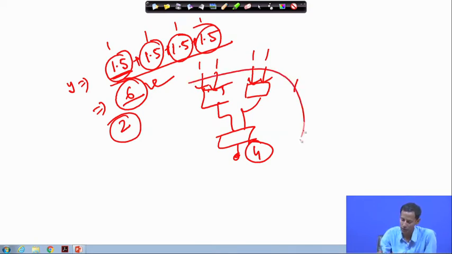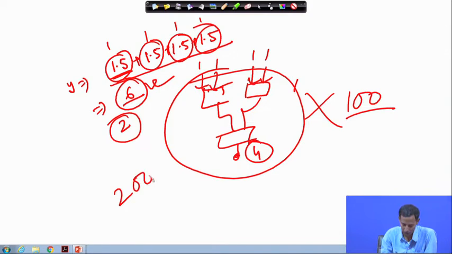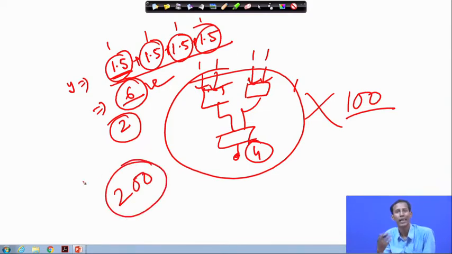Suppose this particular circuit is running 100 times. So, that means 200 will be the error which I will accumulate for running this particular circuit. So, accuracy is also one of the constraints which we have to bother about whenever we are doing the corresponding hardware architecture from the algorithm.